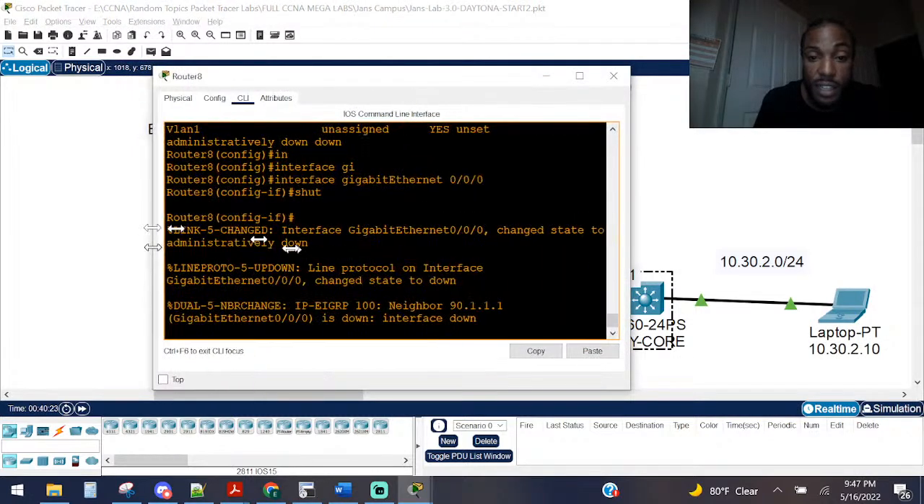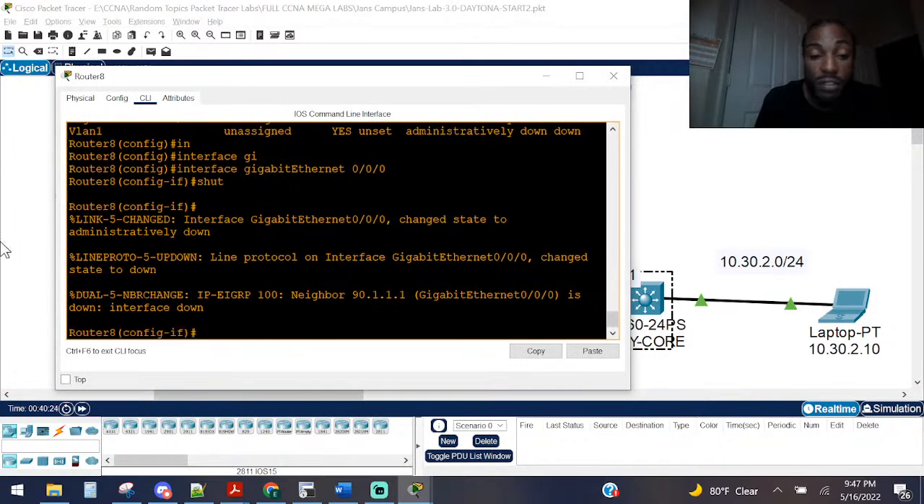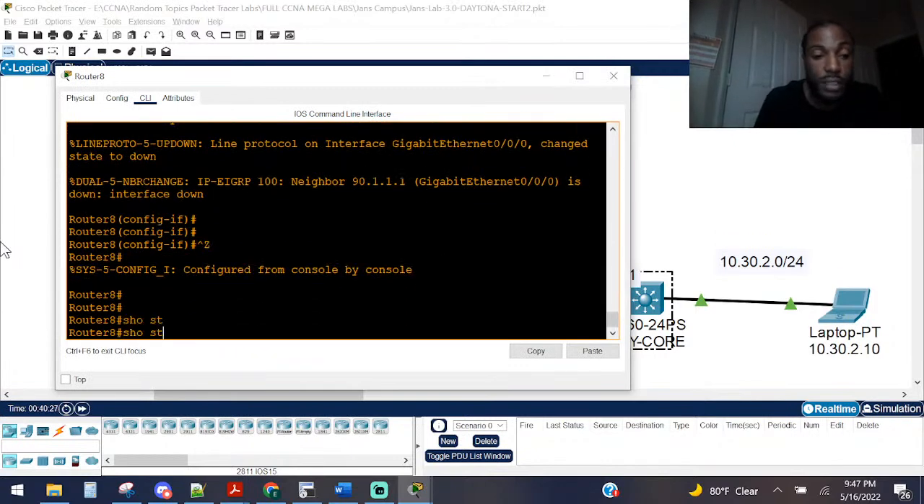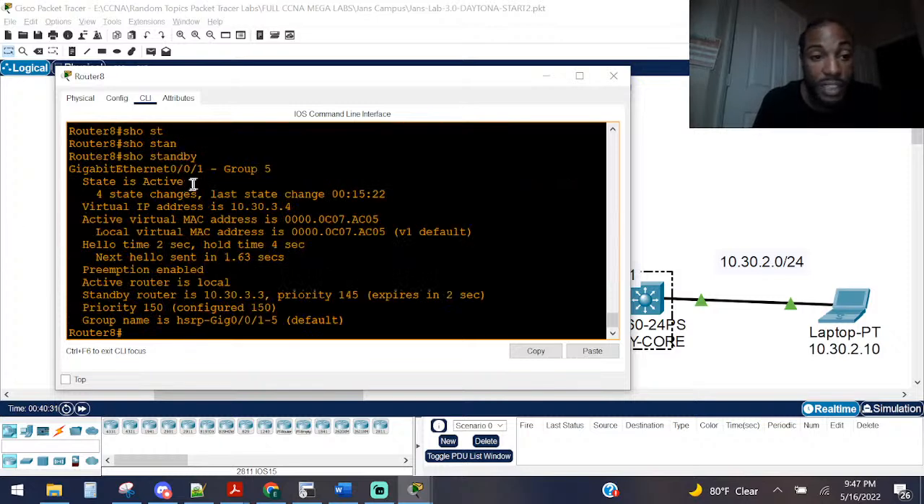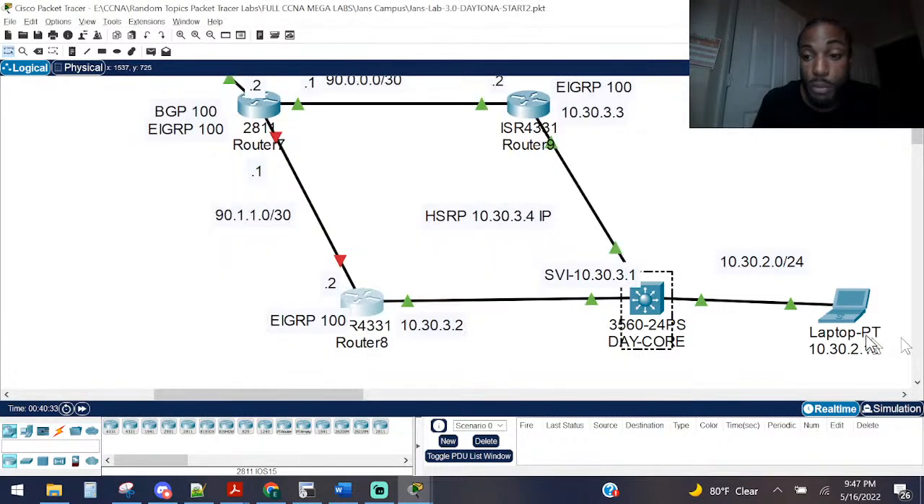Let's see his HSRP state. Show standby. No, it's still active. So that route is active. So pretty much the traffic is probably still going this way, which obviously is down. So that's probably why he can't reach router 7 now.